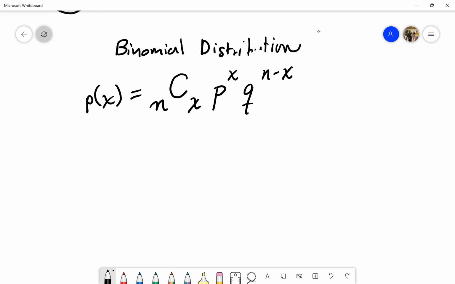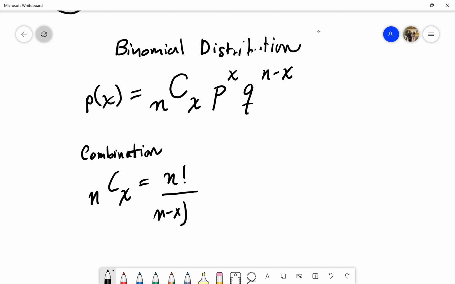The problem is, what does nCx stand for? So let me tell you what nCx stands for. We call this a combination, right? And it's nCx equals n factorial divided by n minus x factorial times x factorial. Did that clear it up? That's not too bad, right? Okay, let me make it a little bit clearer for you. This is a C.